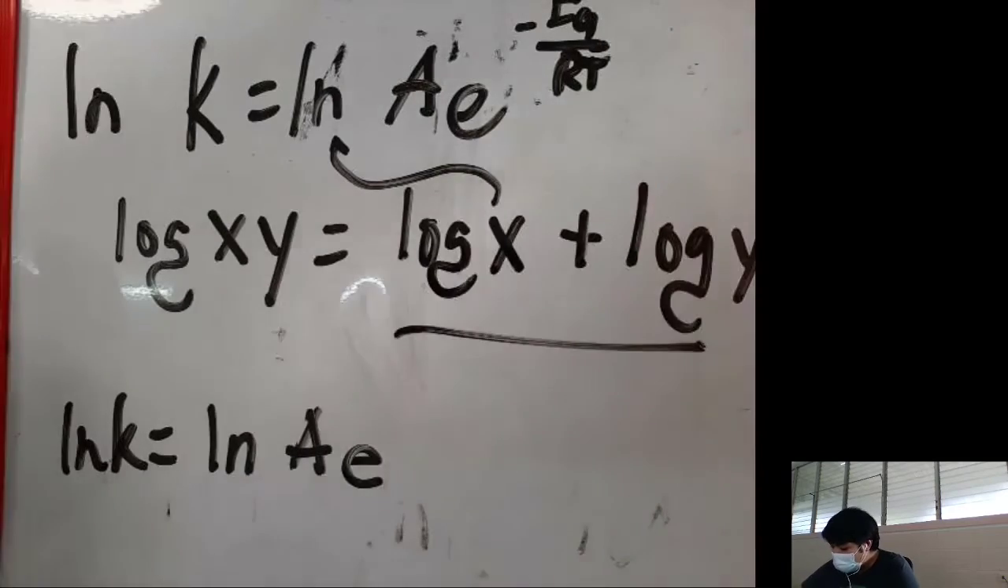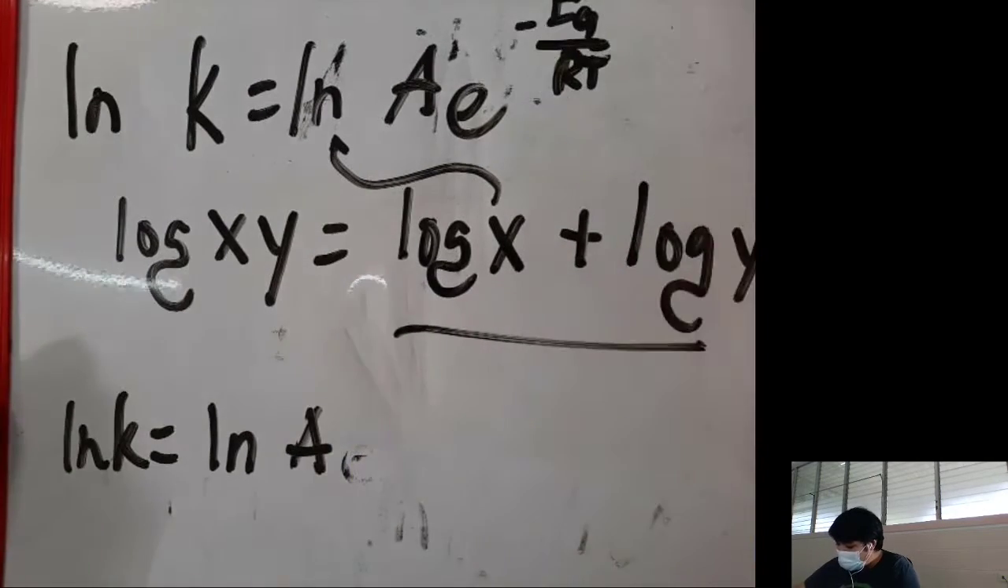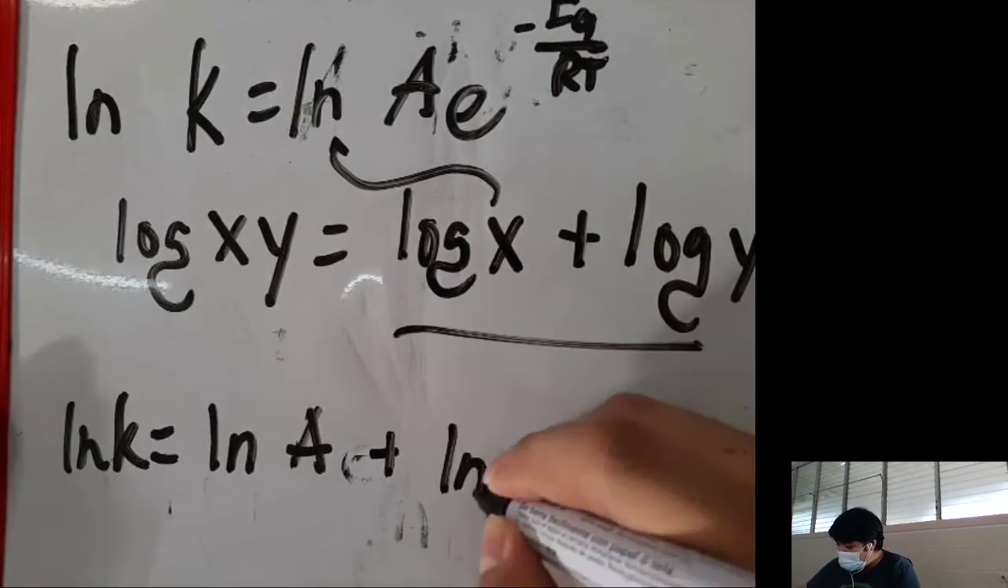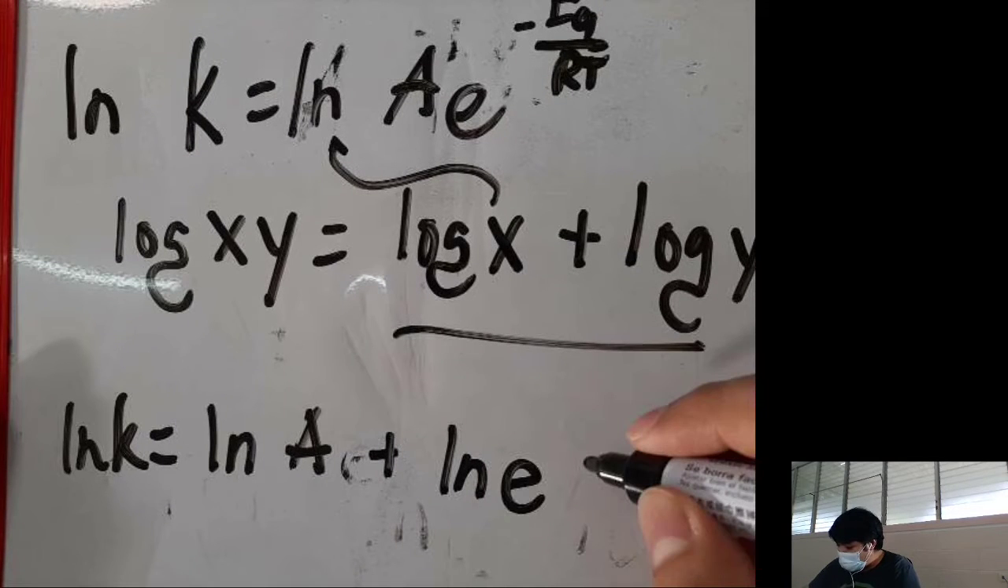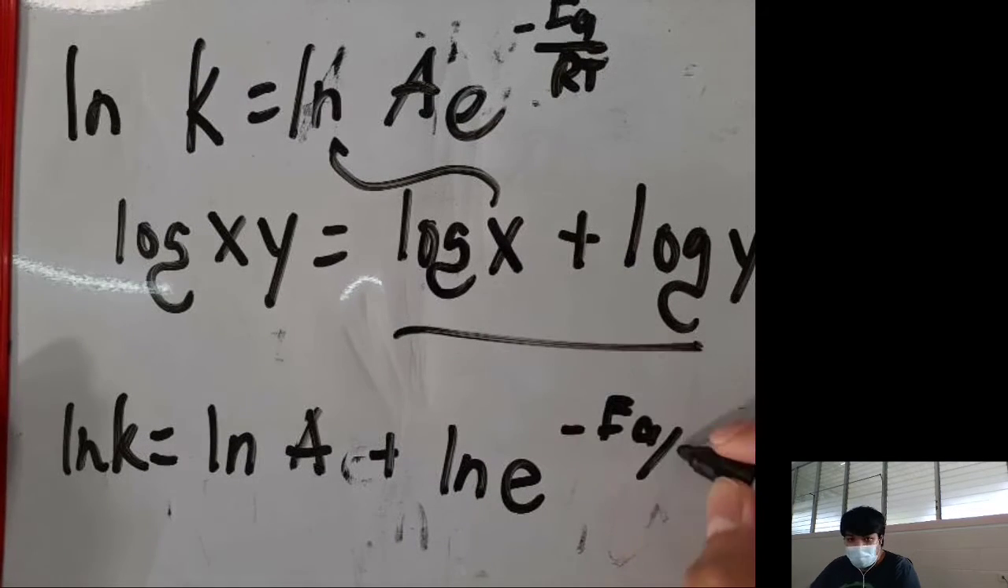ln A plus ln e to the negative EA over RT.